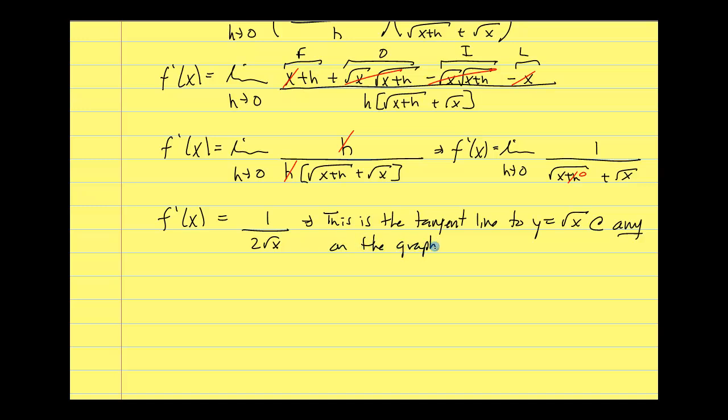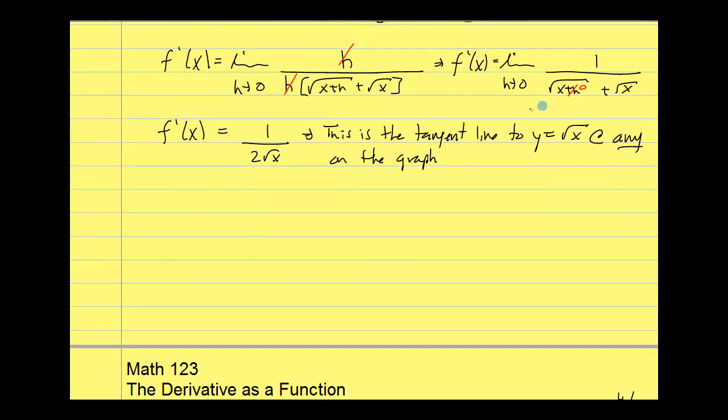Now notice y equals root x is just working with values of x that are 0 or larger, so I couldn't use a -2 or anything here because then I'd be working in the complex number system. So this is the tangent line to y equals root x at any point along the graph. And as a quick side note, another notation I can use for f prime of x is y prime. So I could also say y prime equals here.